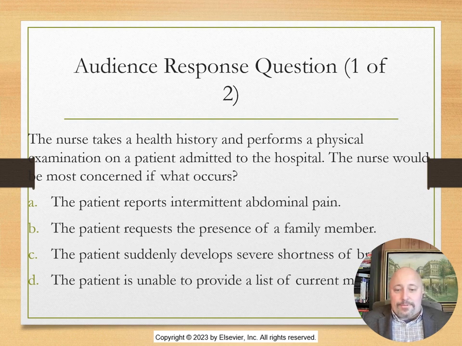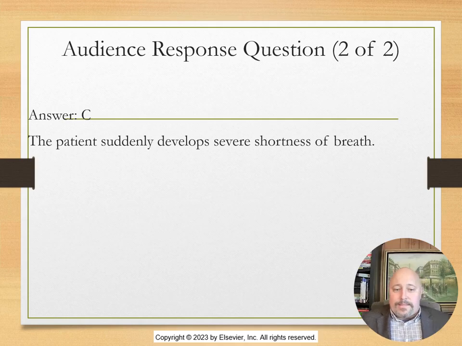And I'm sure many of you are screaming it right now. That answer is C. The patient develops severe shortness of breath. Sounds like we're developing a PE or some sort of respiratory emergency going on. And that's always going to be your top priority when it comes to airway and breathing. C, the patient develops severe shortness of breath.